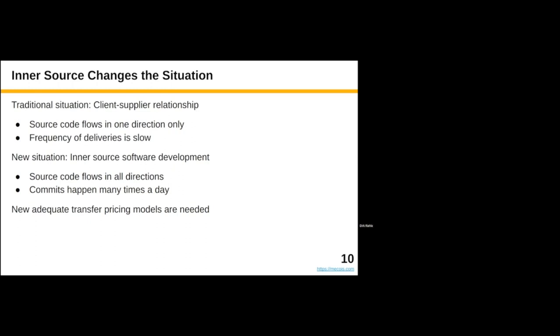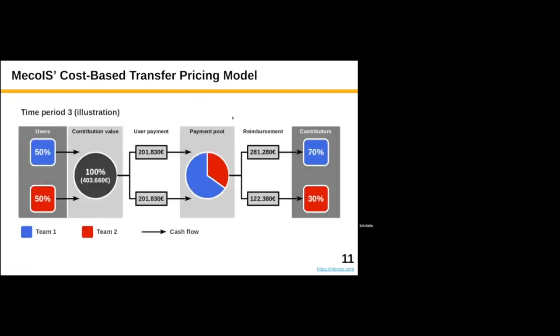And also, it happens many times a day. The commits are just flying. Well, frequency may vary, but it's not every 6 months. It's much more often. And working with the German tax authorities, it's clear that we need better and more specific transfer pricing models than have been applied to the traditional client-supplier relationship. So that's what we are working on.